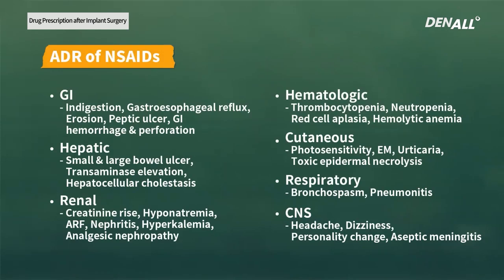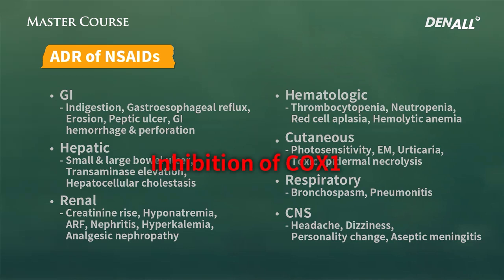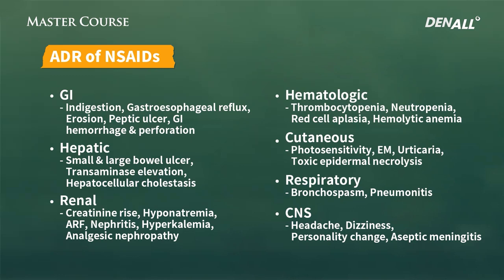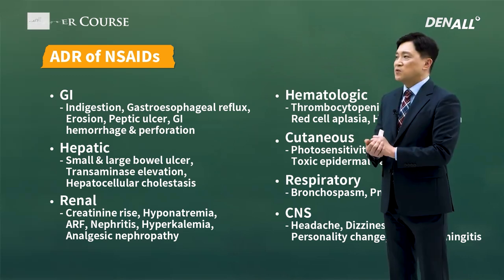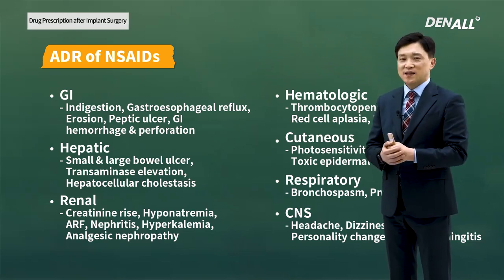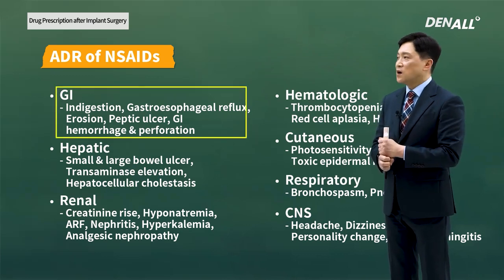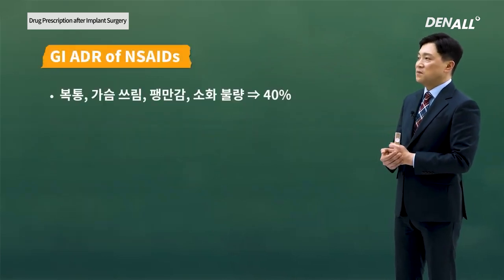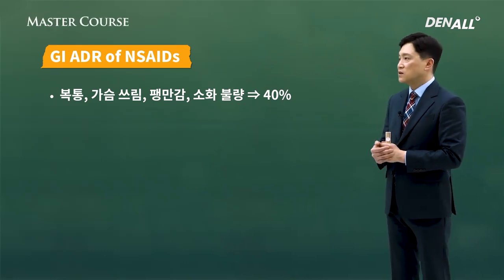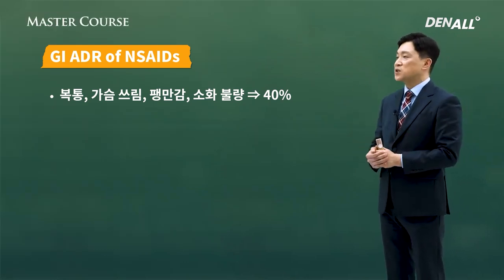Next, drug adverse reaction of NSAID. ADR of NSAID is because of inhibition of COX-1, and it has so many ADRs like this: GI trouble, hepatic, renal, hematologic, respiratory, cutaneous, and CNS troubles. Among the NSAID side effects, the most frequent one is the GI trouble. In 40% of the cases, stomachache, heartburn, abdominal distension, indigestion can occur. 40% of all the troubles.